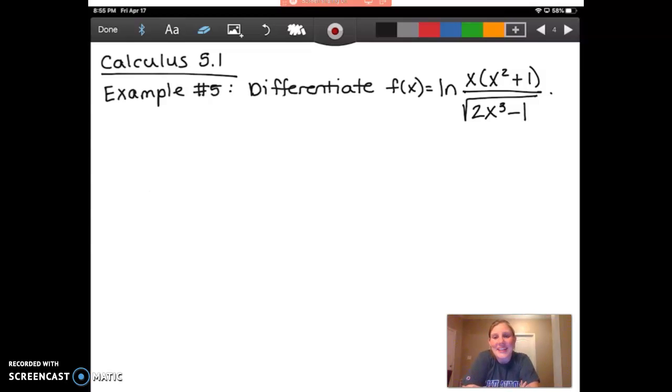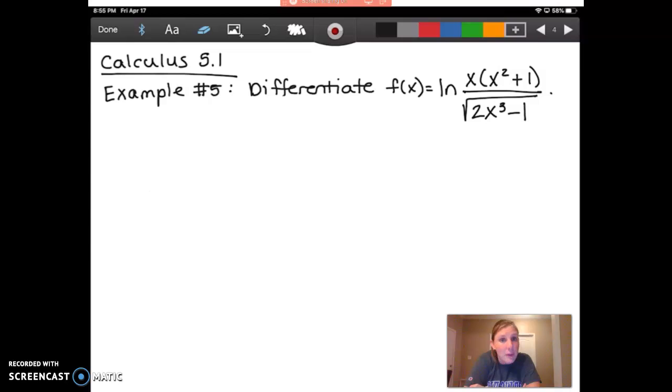Okay, guys, we are going to work a couple of more examples with logarithms and natural logarithms. When you first see this example, it's a little overwhelming because you have the natural log of a product rule and a square root or radical in the denominator. So that means quotient rule and chain rule along with the logarithm.